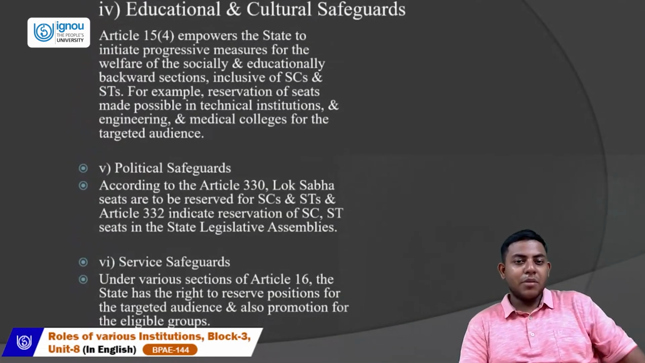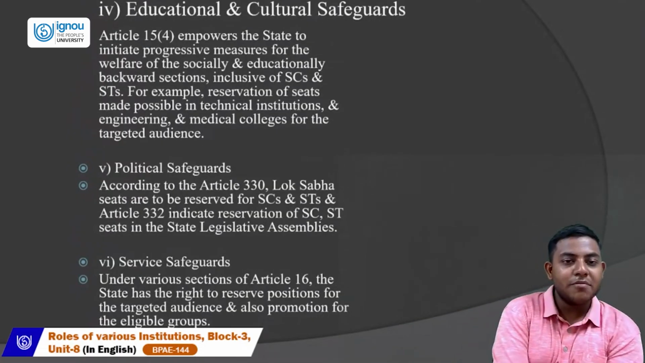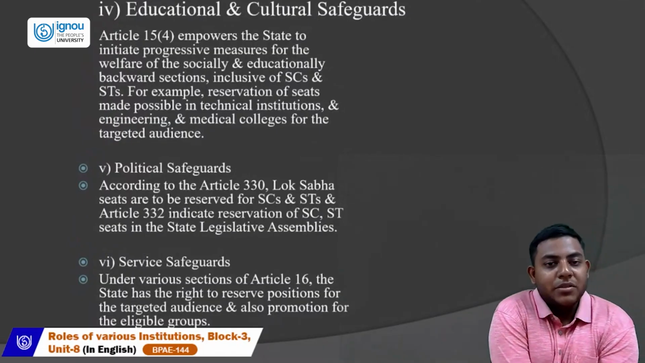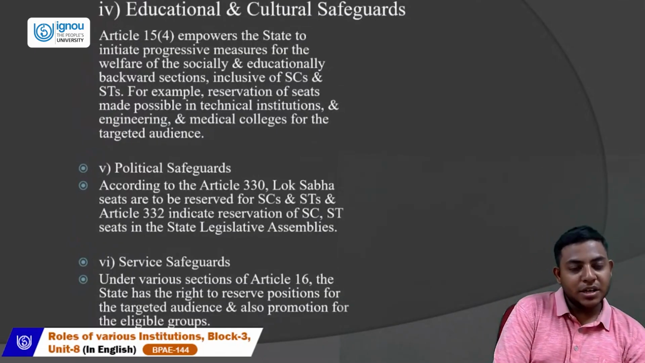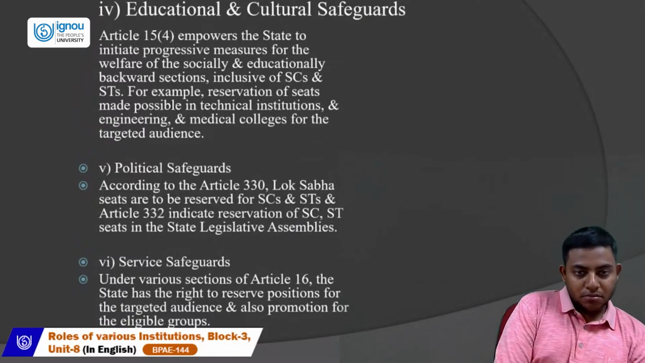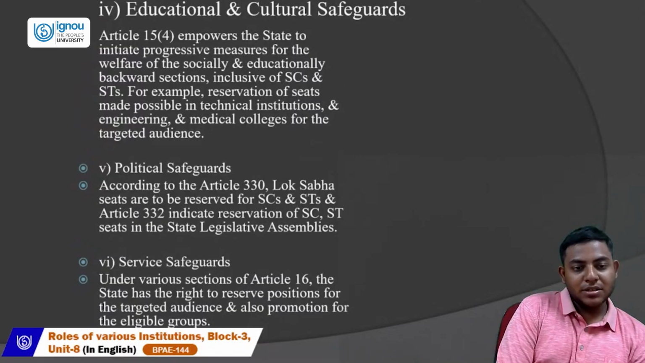Article 15, clause 4 empowers the state to initiate progressive measures for the welfare of the socially and educationally backward sections, inclusive of scheduled castes and scheduled tribes. For example, reservation of seats is made possible in technical institutions and engineering and medical colleges for the targeted audience.